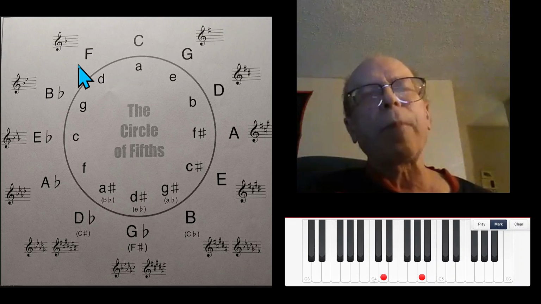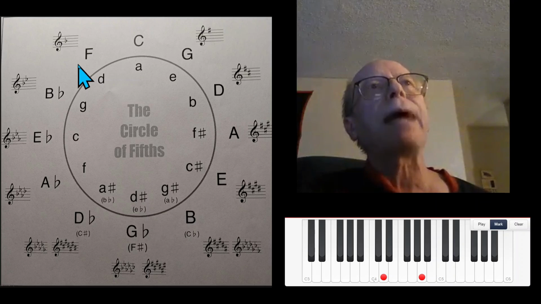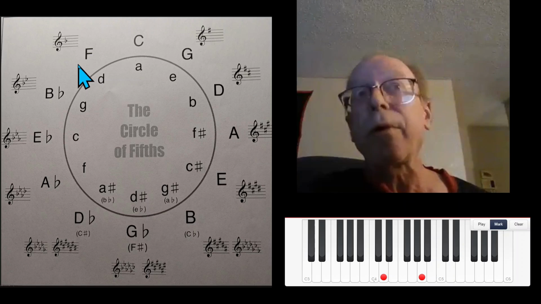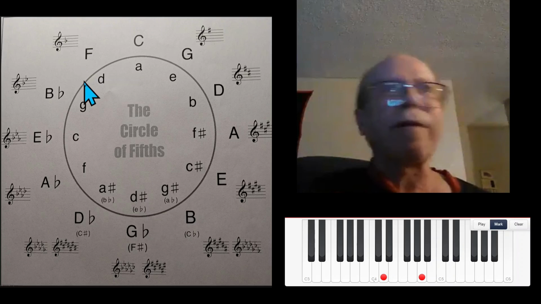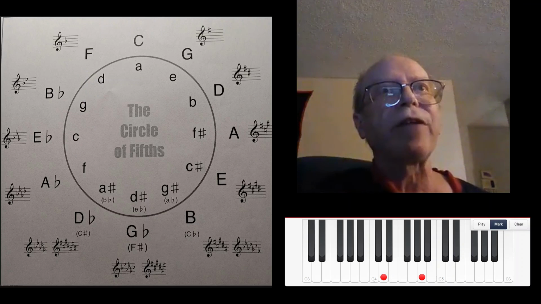This thing is so powerful, the circle of fifths. I will be going back to it many times because it does more than just tell you the keys. It's actually much more valuable than that. But for now, that's enough. Don't want to fill up your brain too much with this nonsense.